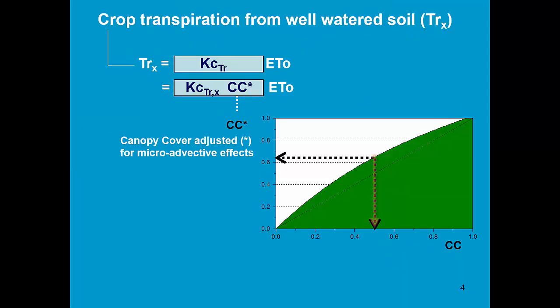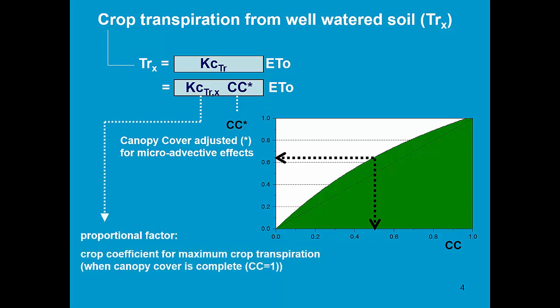For example, if Cc is only 50%, actually 65% of the canopy receives the energy, and the transpiration will be proportional to that 65%, the Cc star. Transpiration is proportional to Cc, and that proportional factor is given by the Kc TRx. It is the crop coefficient for maximum crop transpiration when canopy cover is complete, when Cc is 1.